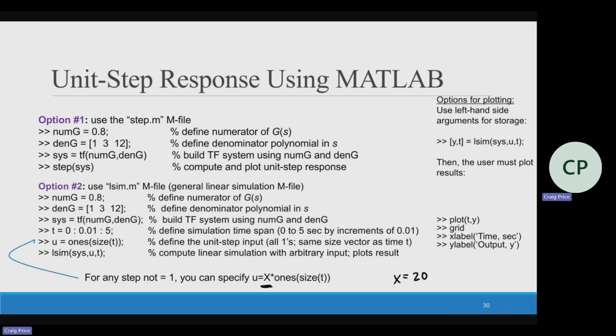Wait, if I run it, wait, why did the step go away? This? Now you run it, it should pop up with a graph.